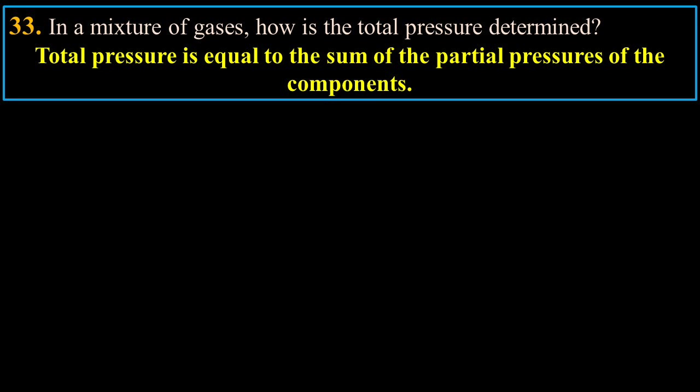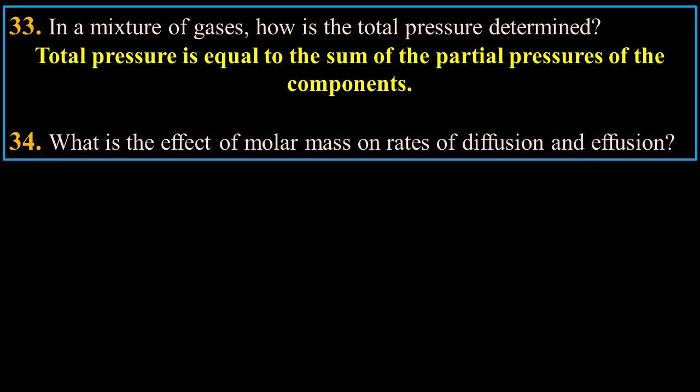In a mixture of gases, how is the total pressure determined? Well, I sort of just did it. Total pressure is equal to the sum of the partial pressures of the components, as I just demonstrated in problem 32. What is the effect of molar mass on rates of diffusion and effusion?